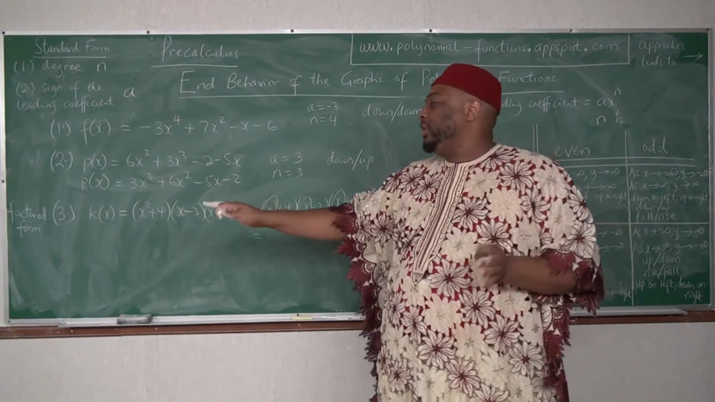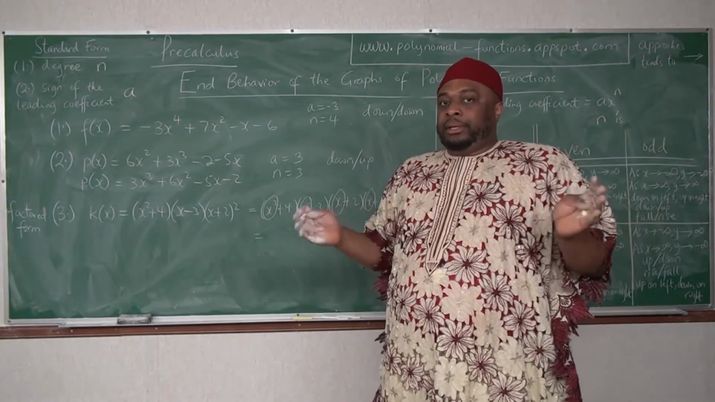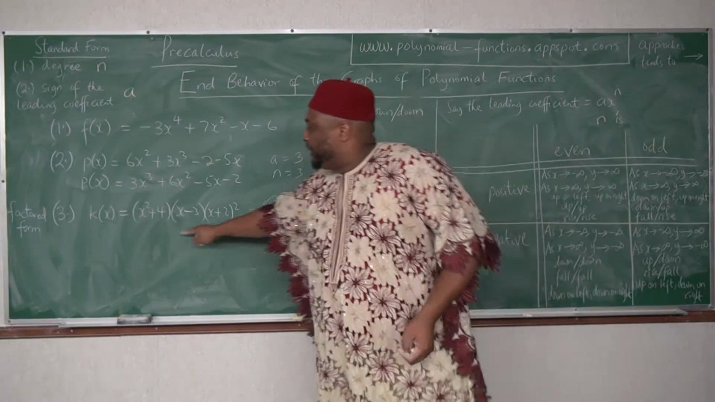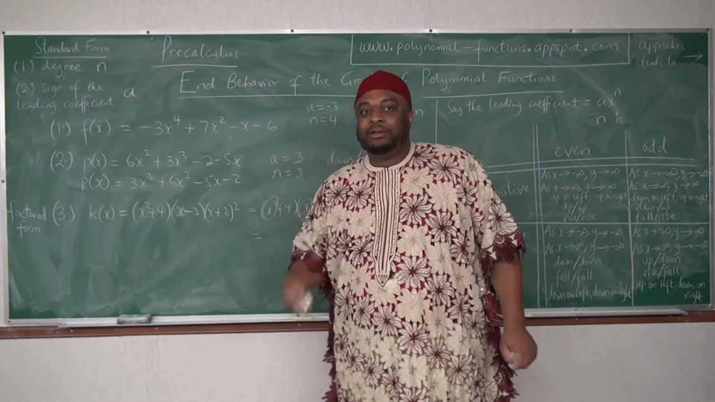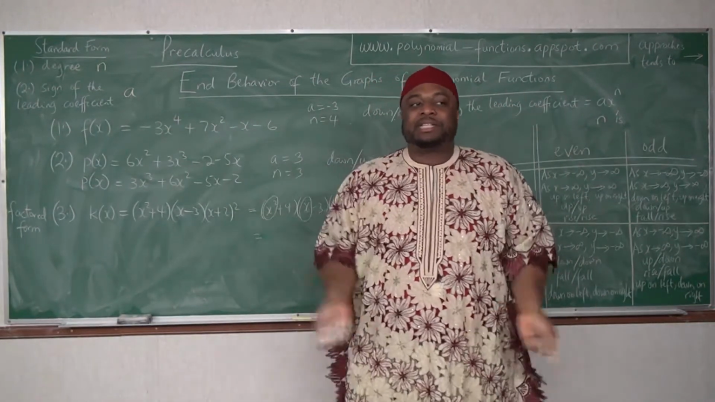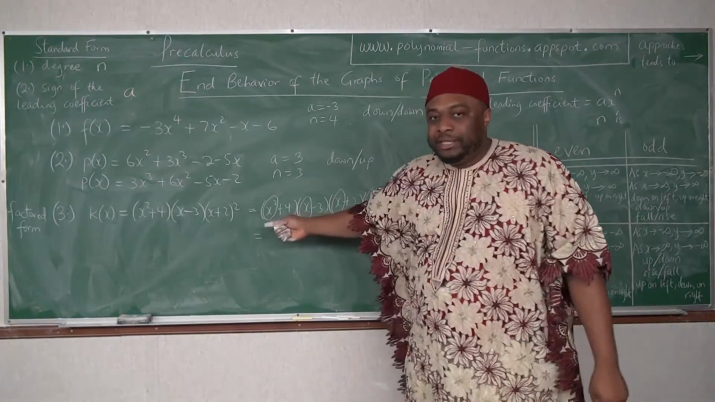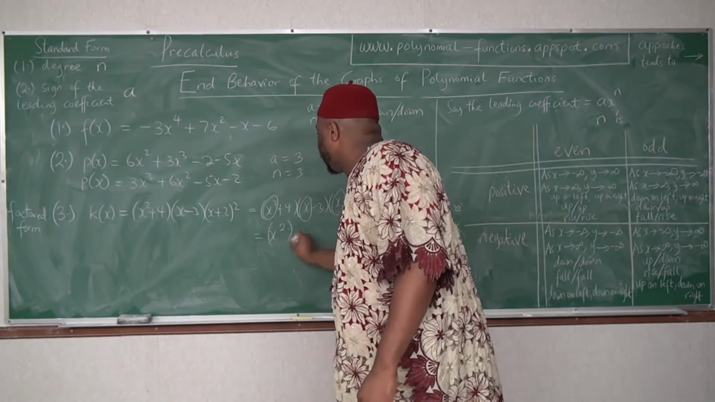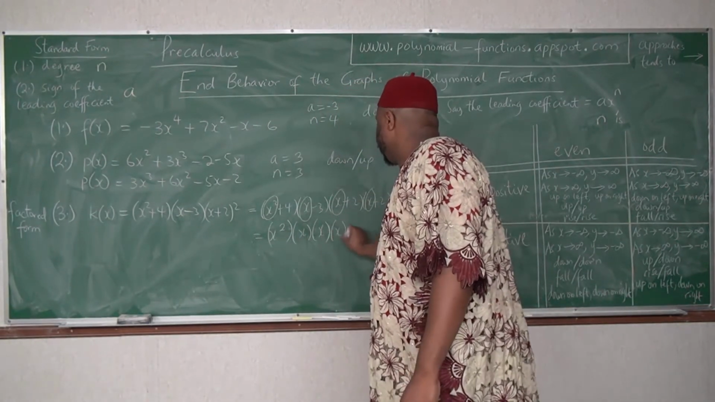But in this case, you don't need to start multiplying all these if you're asked to just find the end behavior. You can also put this in your graphing calculator, and it will graph it so you can see the end behavior. But if they just ask you to find the end behavior, you don't need to multiply this. Just find the leading terms: x squared times x times x times x.